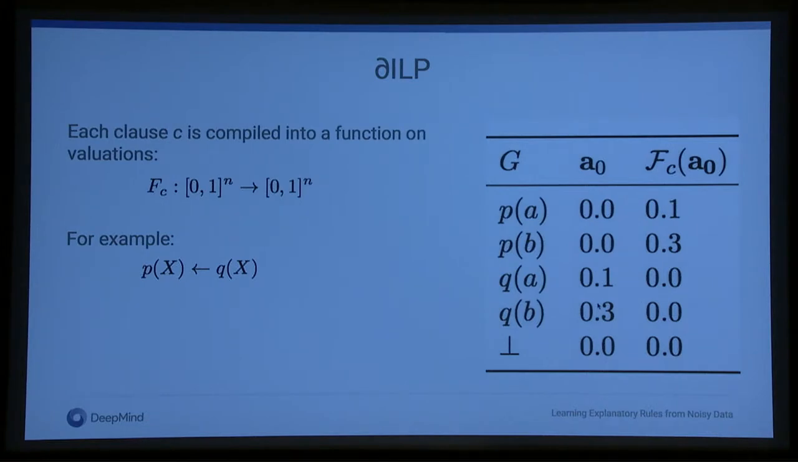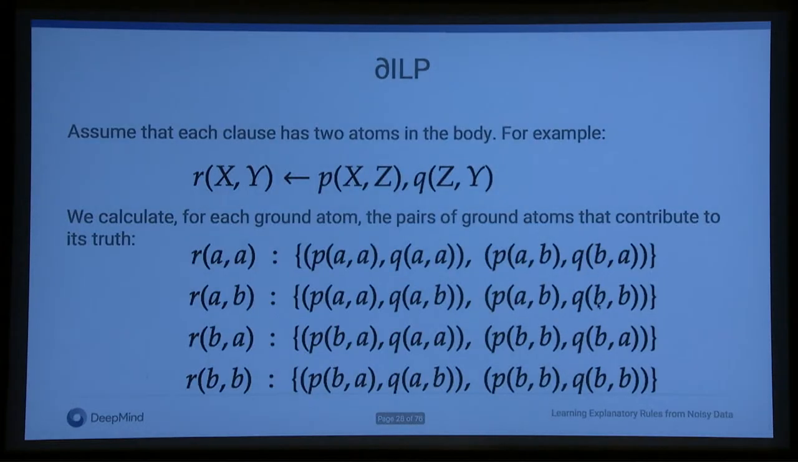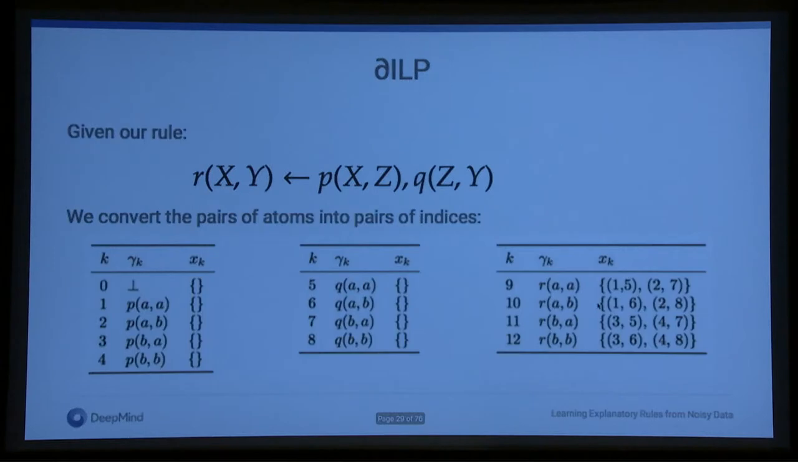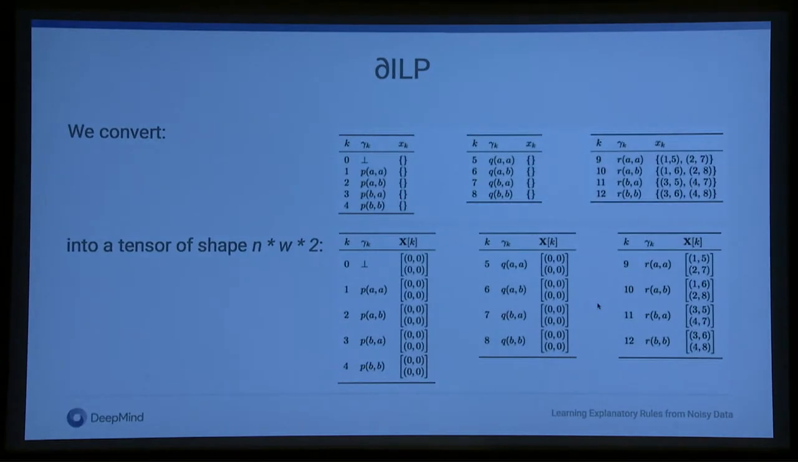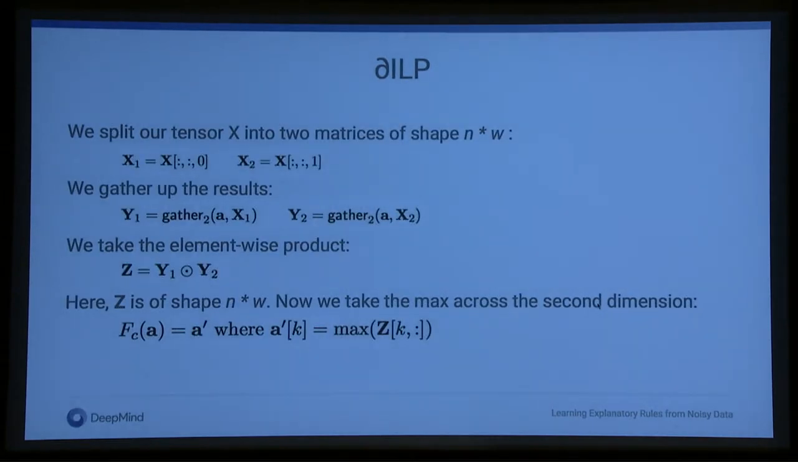Okay, so to go into a little more detail about this central element, how these clauses are compiled into functions. We make various restrictions to our Datalog language, which don't lose us any generality, so we regiment the language. For example, typical logic programming clauses have as many atoms in the body as you like, but we restrict it to exactly two atoms in the body without loss of generality. Then we calculate, for each ground atom, all the pairs of ground atoms that can contribute to its truth. We convert these into indices, and then into tensors. I'm going to skip over these details in the interest of time.